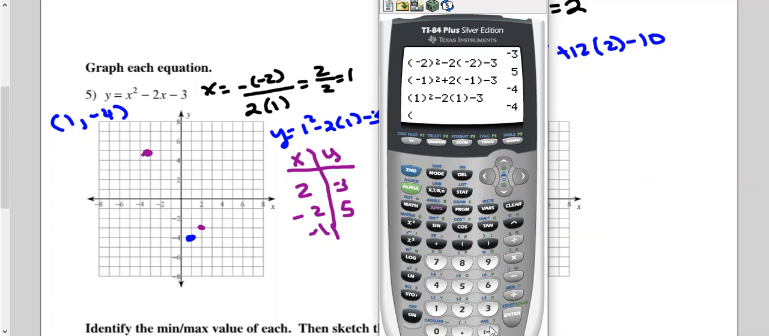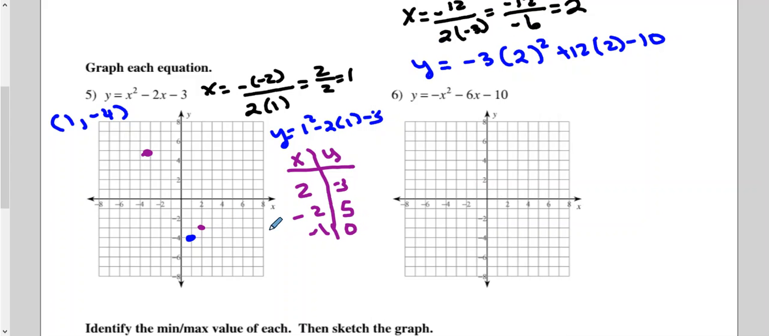Okay, so this would be negative 1 squared. I put positive, that's why. Minus 2 times negative 1 minus 3 is 0. Okay, that makes more sense. So at negative 1 we have 0. Then my graph looks something like that. That looks really bad. I'm going to go ahead and check the values in the calculator.